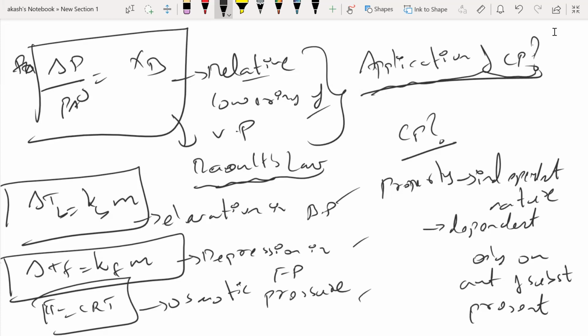What do we use it for? What do we use colligative properties for? Sir, are you asking the uses or types of colligative properties? Types are already there. 4 types are there. What is the use or application? Application means use.